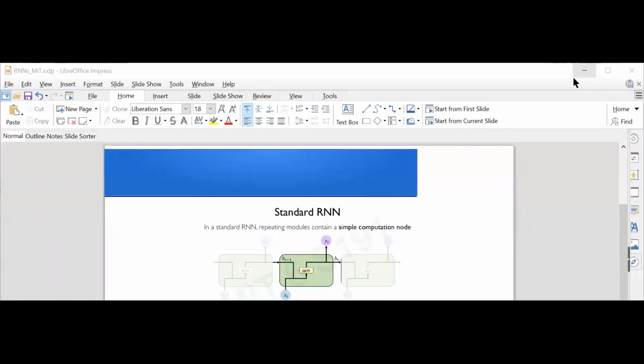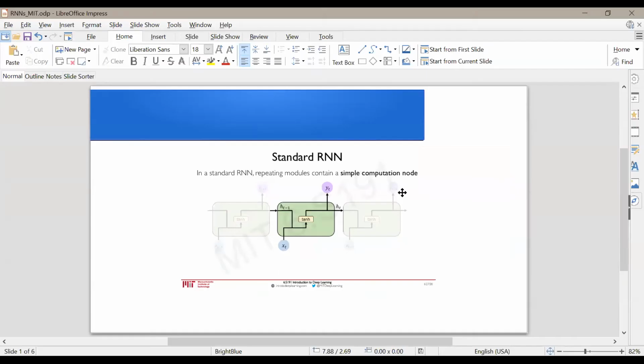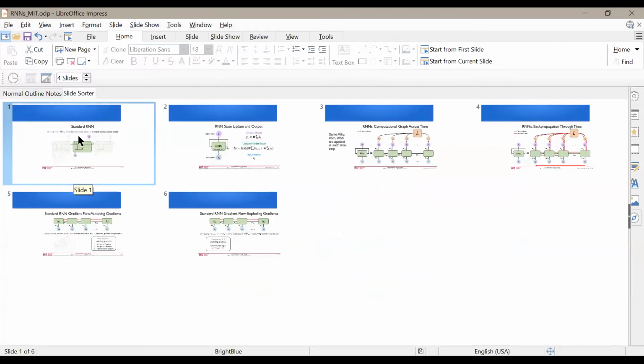Stop sharing that. Start sharing that. Screen standard RNN. This is the one. Share. Okay, so normal outline slides order, that's the one.